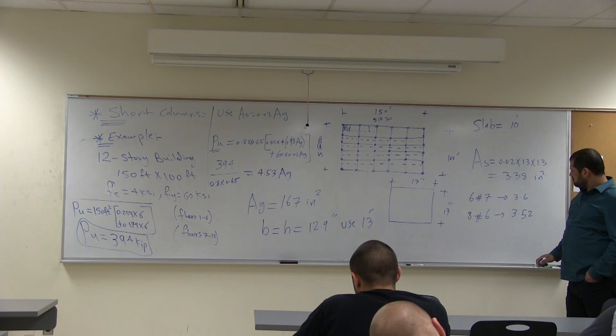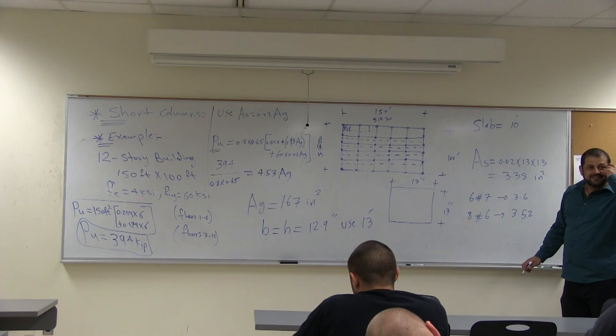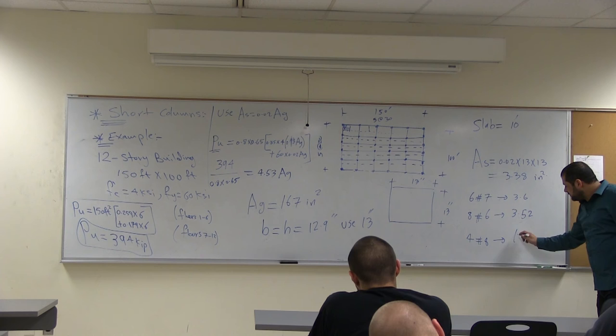That's the best. Is there anything less than this by a small amount? I have 3.16. What's that number? 4 number 8. Look, 4 number 8 is saying what's the area of steel? 3.16. Very good.